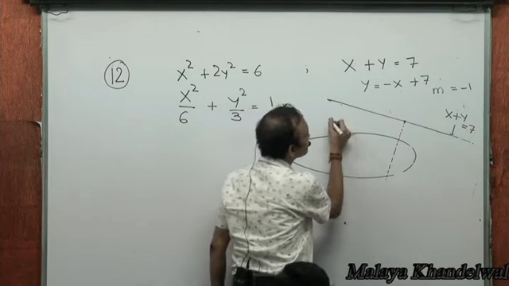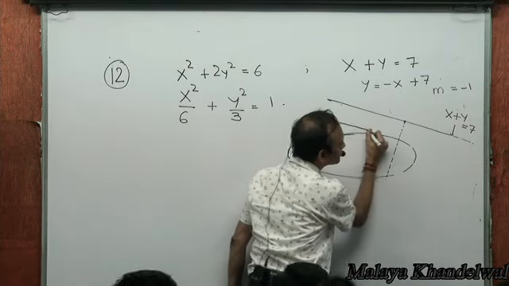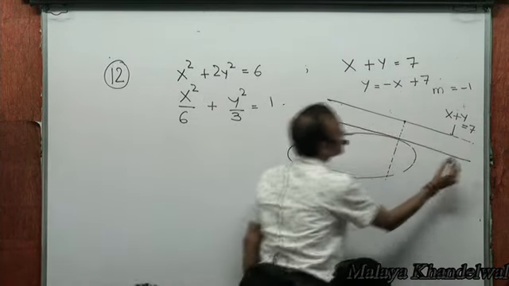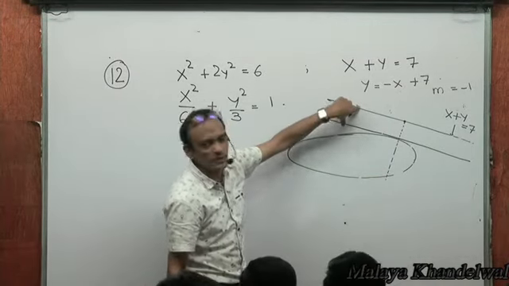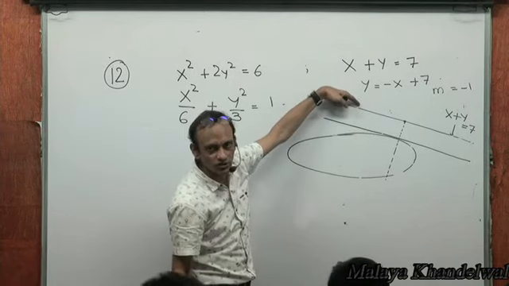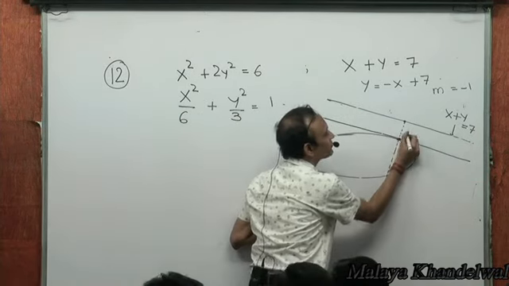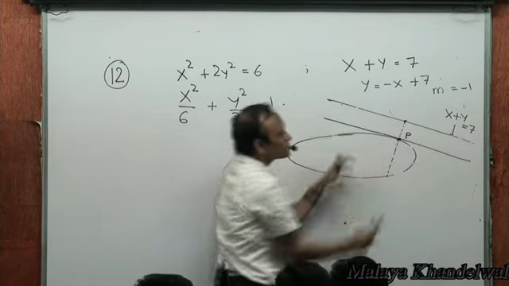Again, if this is the tangent, this is the common normal, then this tangent must be parallel to this tangent, right? And this will be the point of tangency. Then this would be the shortest distance.